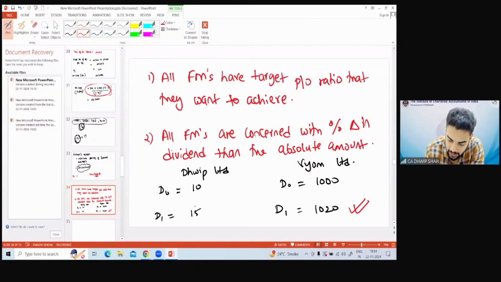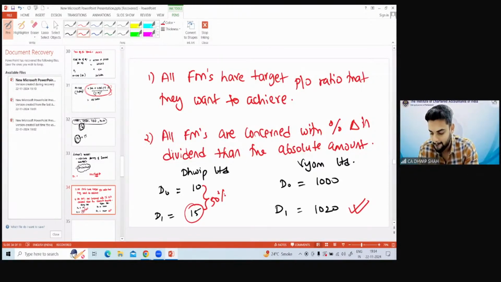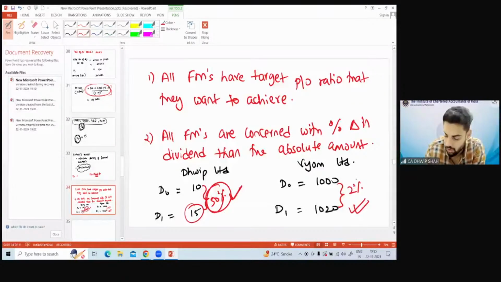In absolute amount, this is a small number, but financial managers are not concerned with this. They are concerned with this percentage change. Can I say Dweep Limited has implemented a growth of 50%? Yes or no? Has implemented a growth of 50%, and Vyom Limited has a dividend growth of just 2%. So they are concerned with this. The percentage pinches the financial manager. Are you getting this? See, it is very logical.